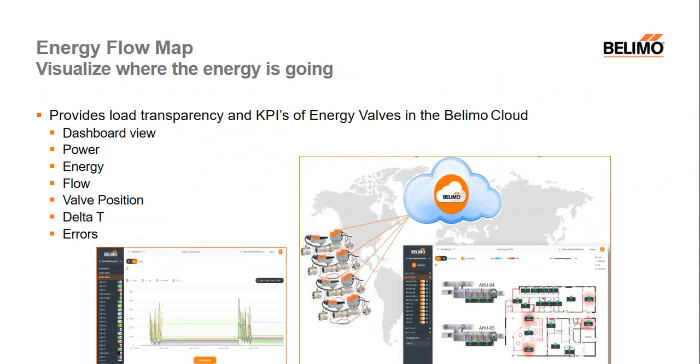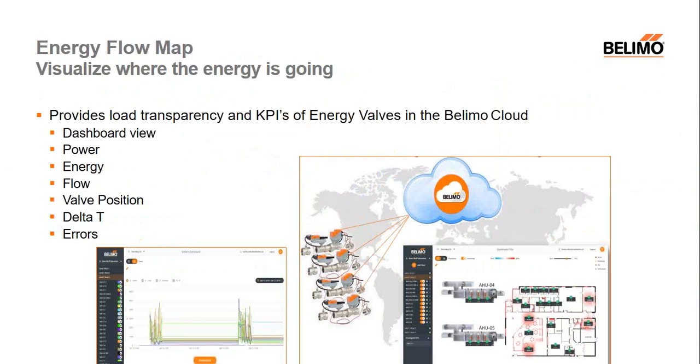Also provides a dashboard of all the energy valves with key performance indicators of power, energy, flow, valve position, delta T, and if there are any errors. So this is very helpful if there are multiple buildings or a lot of valves installed in the building, giving them a one snapshot view of what's operating and how the valves are operating within the system. And also provides some additional means for diagnosis.